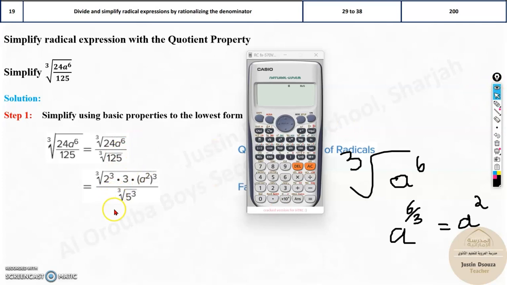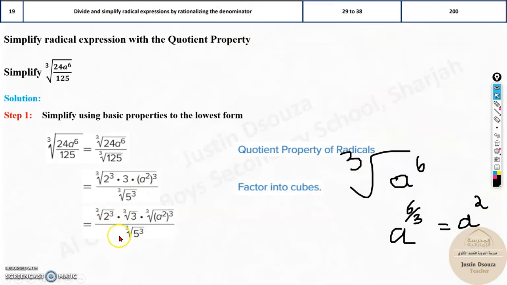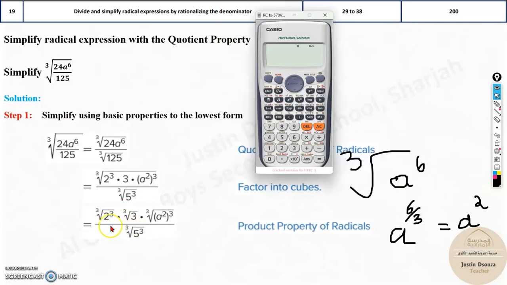Now you will be reducing this by factoring into cubes. You're reducing this over here. No, I'll just directly write the next one over here. See, 2 is gone. Why? Because this and this are gone, so 2 is out. And this also cancels and a squared is out. What is remaining in the cube root is only 3.